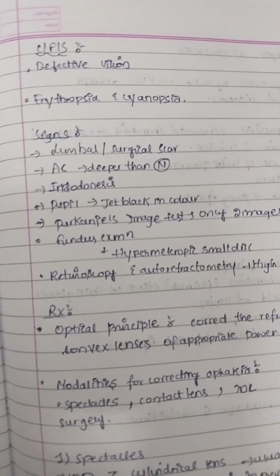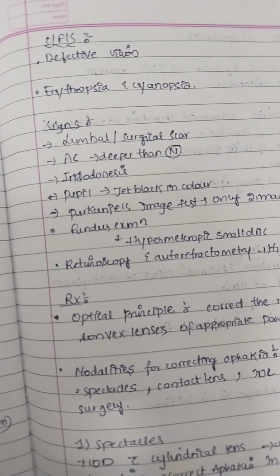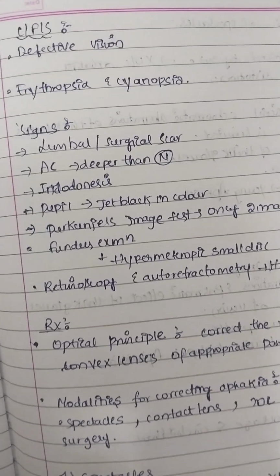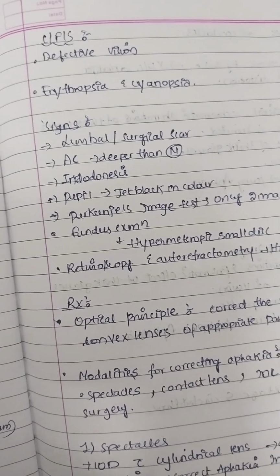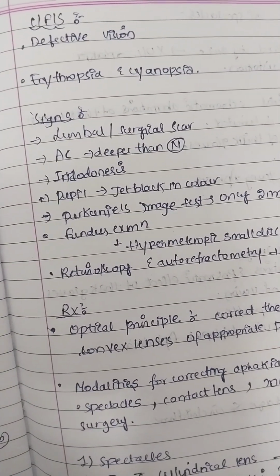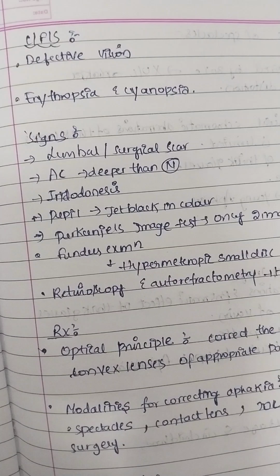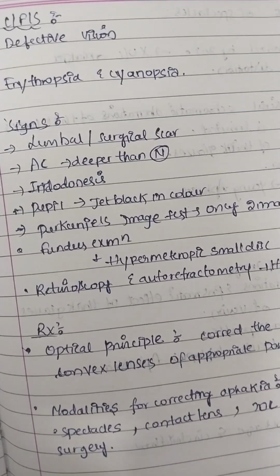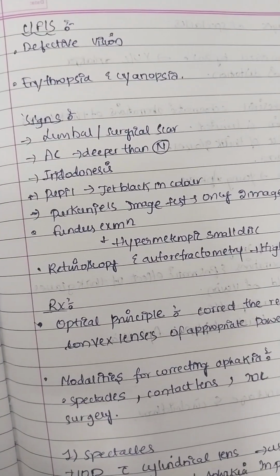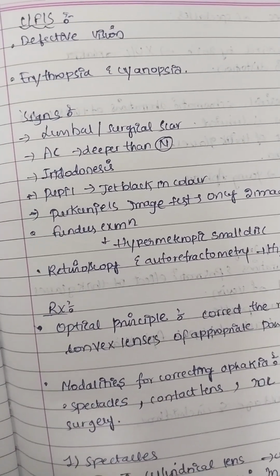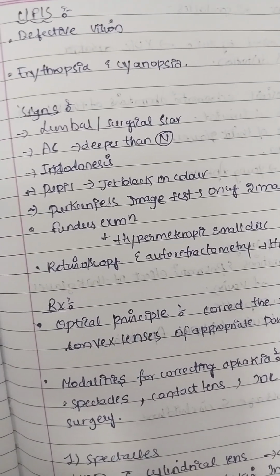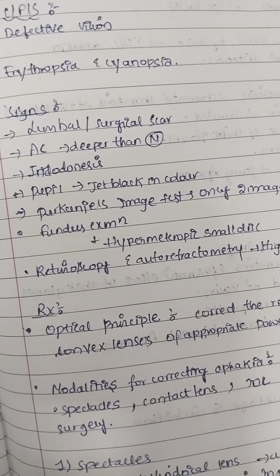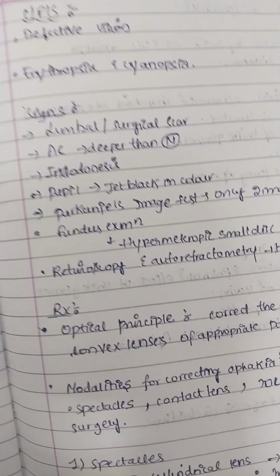So clinical features: defective vision will be present due to the absence of the lens, and erythropsia and cyanopsia, means the person may be seeing reddish and bluish images, which is due to loss of accommodation, and again defective vision. So what are the signs present? There may be a limbal or surgical scar, which suggests that there is some previous surgery to the eye which causes aphakia. So you must see in the patient whether any limbal or surgical scar is present.